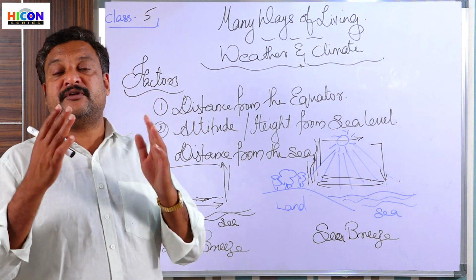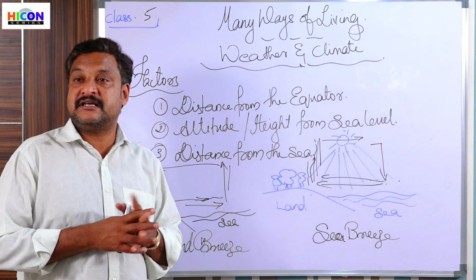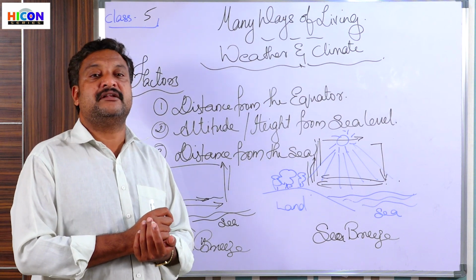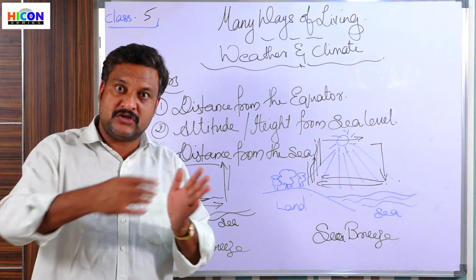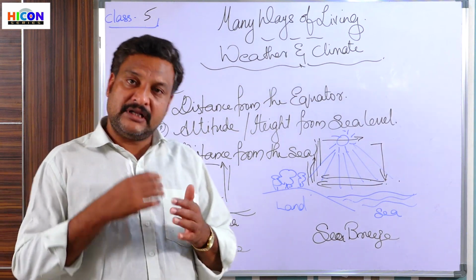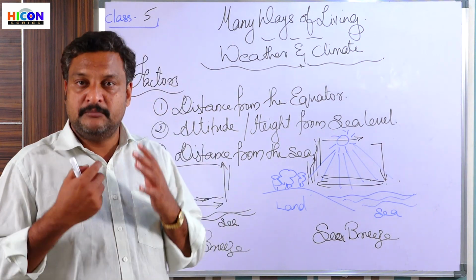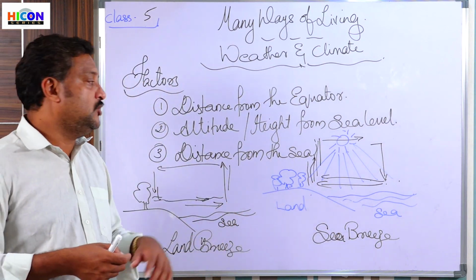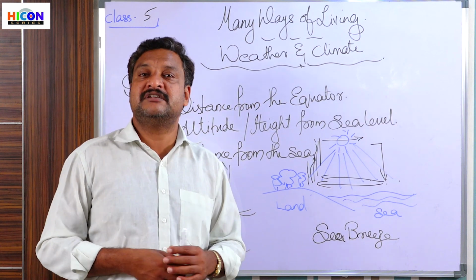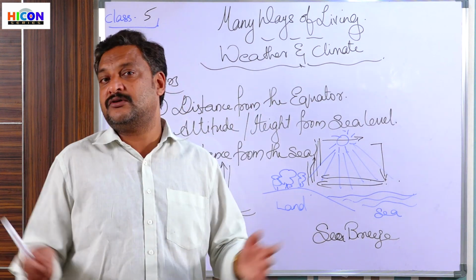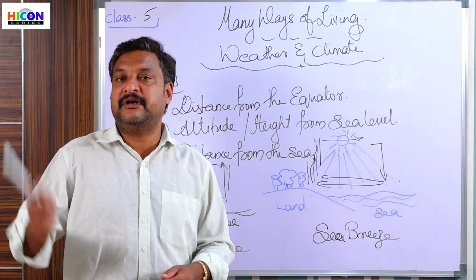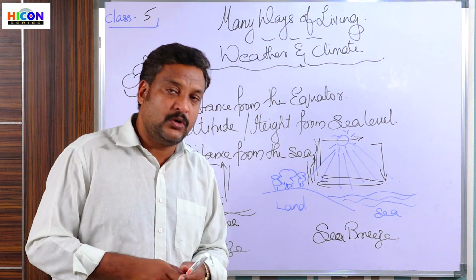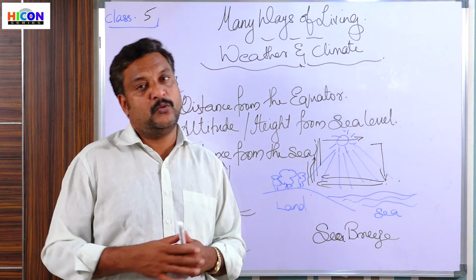Third factor is distance from the sea, and based on the distance from the sea, the different regions have changes in the climatic conditions. The cities or the regions along the coastal region will have a moderate climate throughout the year because of the presence of a sea breeze and a land breeze. As no such facilities are available for the cities that are away from the coastal regions, they will have extreme climatic conditions. It's hot throughout the summer and extremely cold throughout the winter.